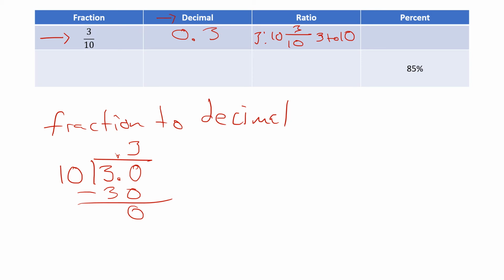We have our decimal. How do we go from a decimal to a percent? That's the last thing we need for 3/10. Well, we take our decimal, and to go to a percent, we move over 2 places to the right. So 0.3 as a decimal converts to 30%.